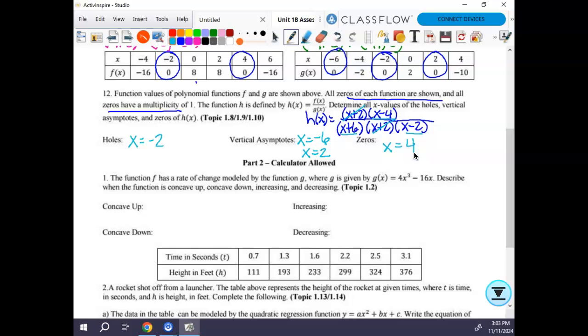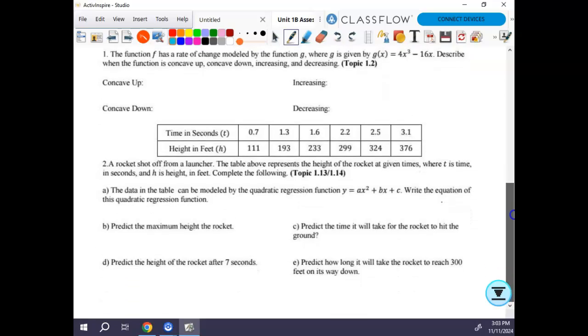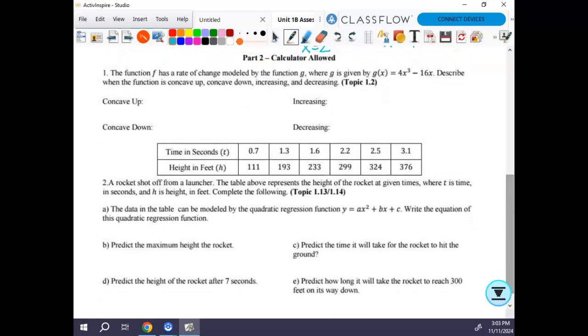Okay, so part 2 is the calculator. So wording on this one is very, very important. It says the function f has a rate of change modeled by the function g. So f has a rate of change modeled by g, and they give me g. Then it says describe when the function is concave up, concave down, increasing and decreasing. It is absolutely positively not asking me when this is concave up, concave down, increasing and decreasing. It's asking about f. But that's all I have, so I'm going to graph that.